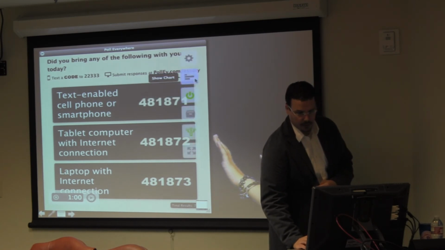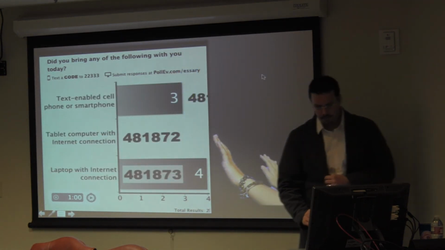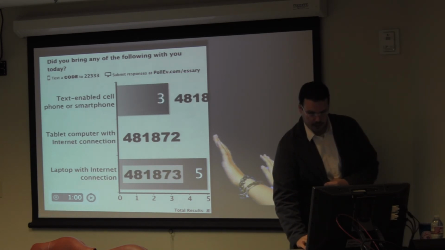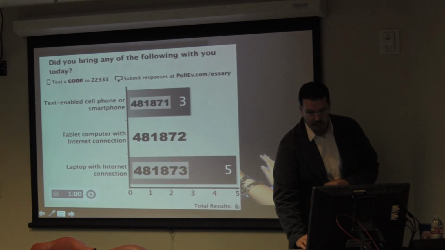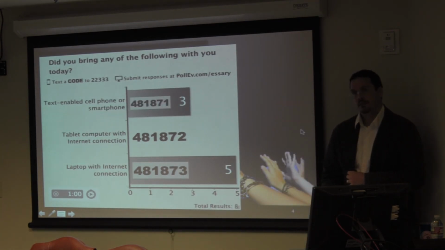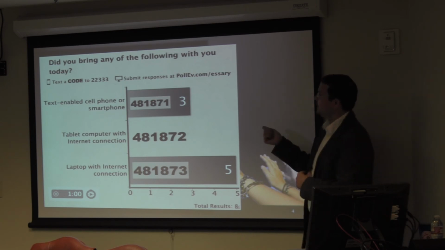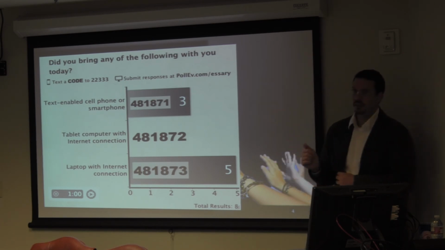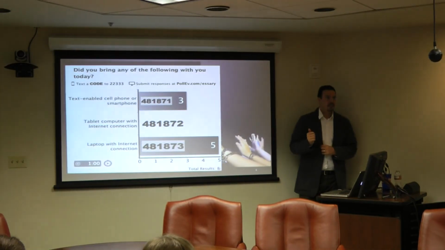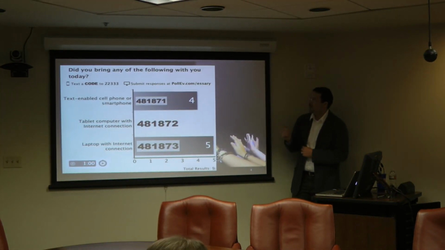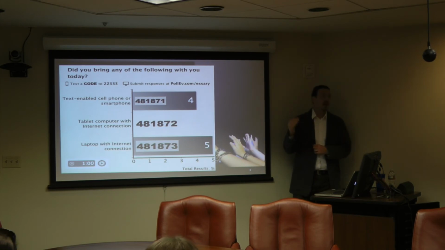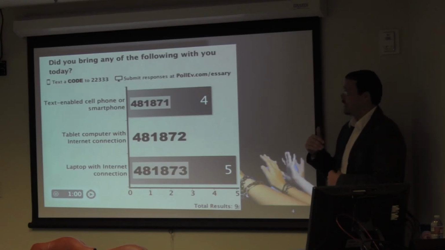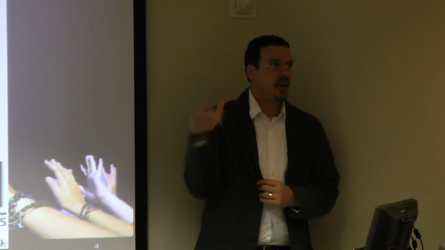So I'm just going to show the chart. And as responses come in, the system builds this dynamic chart, right? So we have 3 responses for text-enabled cell phone, 5 responses for laptop with internet connection. Now 4 and 5, right? And you can show this as students are responding. You can hide it as I've done. You can ask, obviously, much more complicated questions. But this is a nice orienting question for me to see what kind of tech we have in the room.